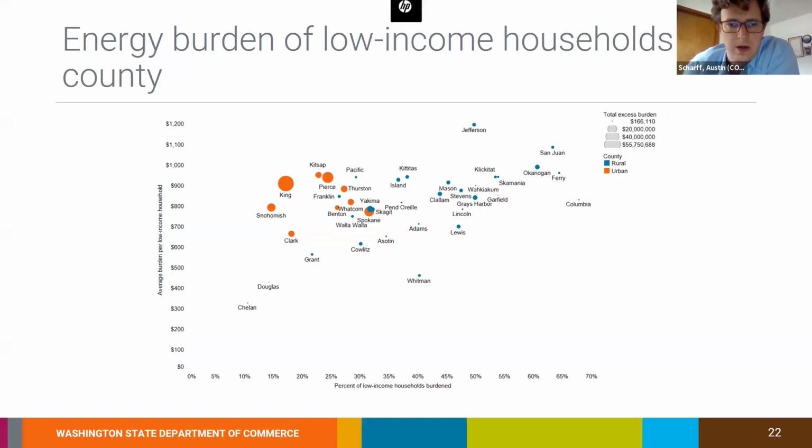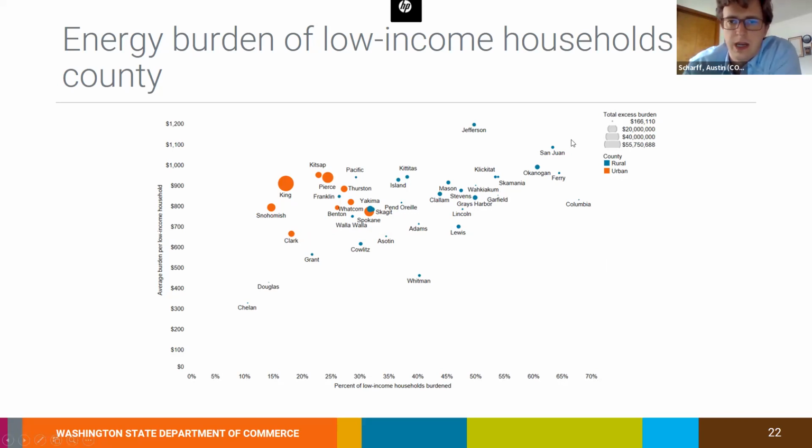What I see when I look at this chart is a skew, with rural counties having a large percent of low-income households being energy burdened. Those average burdens per low-income household tend to be a little bit higher, if not significantly higher, than some of the urban counties. We'll take a look later at a few of these in table form.